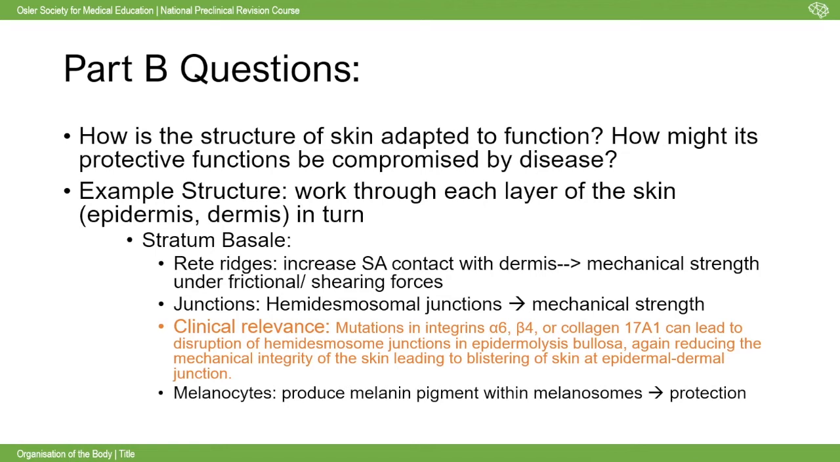As I mentioned earlier, we have those rete ridges. So this increases your surface area with the dermis, leading to mechanical strength under friction and shearing forces. You also have your hemidesmosomal junctions, which increase mechanical strength.